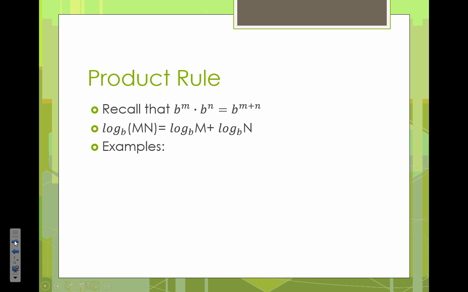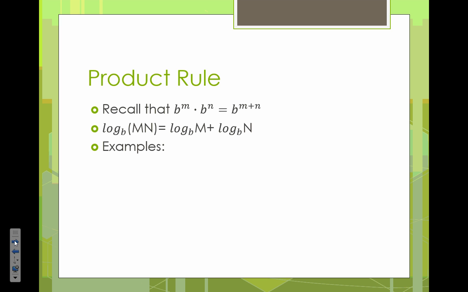So the product rule. With exponents, the product rule tells us that when we multiply two powers that have the same base, we can add the exponents. Similarly, with logarithms, if we have log base b of m times n, we can split that multiplication into addition. And this goes back and forth, so we can also condense the addition into the multiplication.